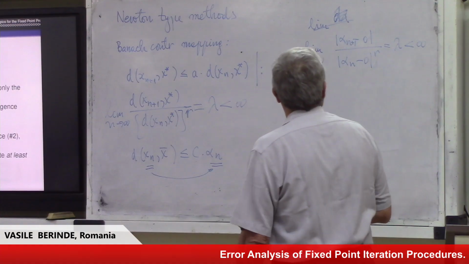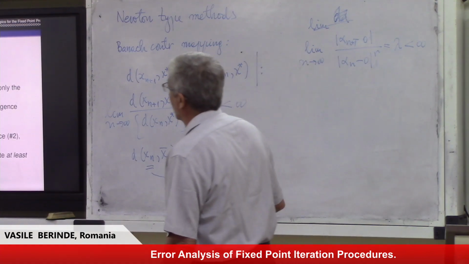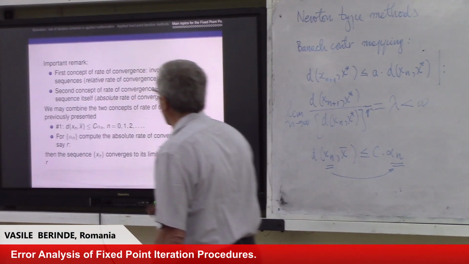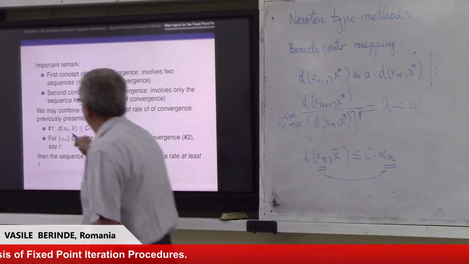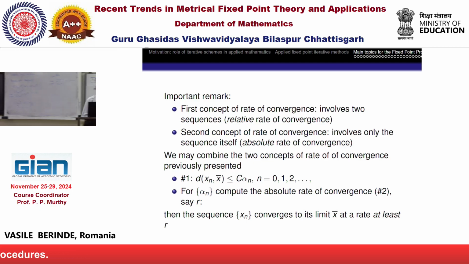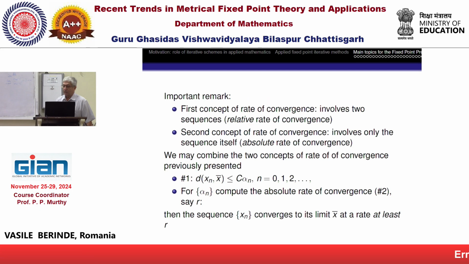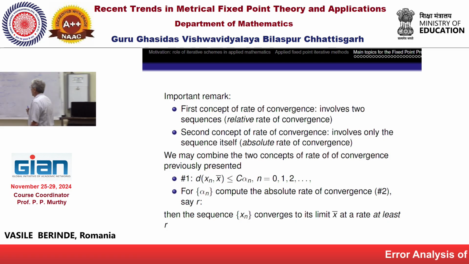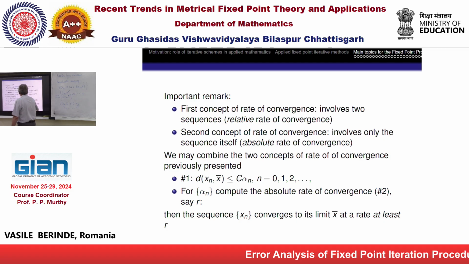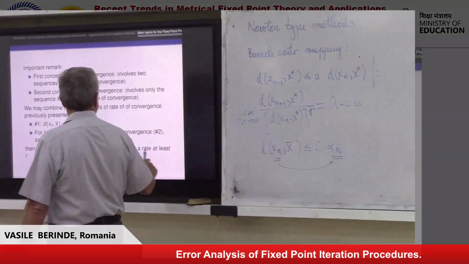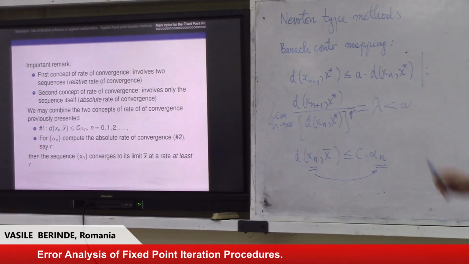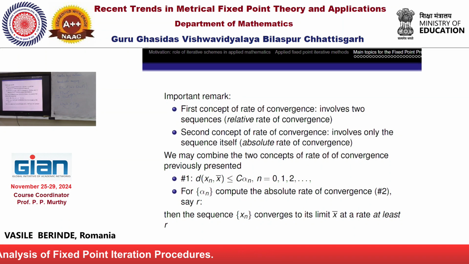If we have such a result, then what does it mean? Alpha n has rate of convergence R, and we have this estimate, and how do we read this? We read this as: the sequence xn converges to x bar at a rate of convergence at least R. So this is different from the previous rate of convergence number one.